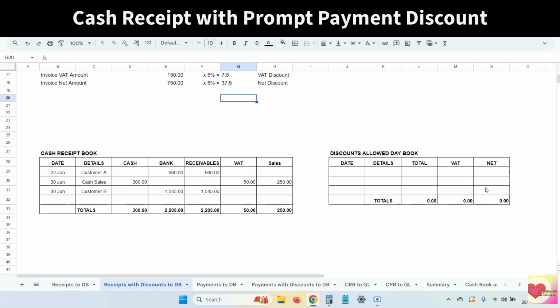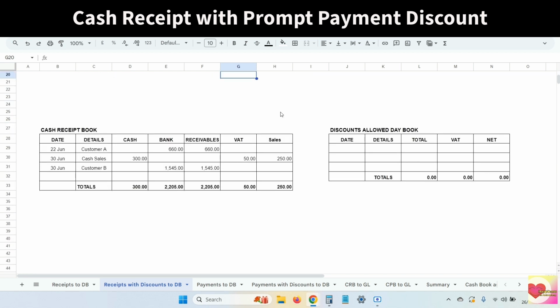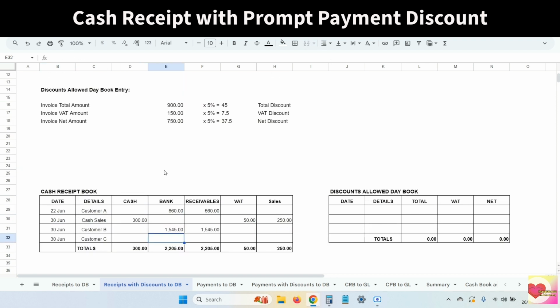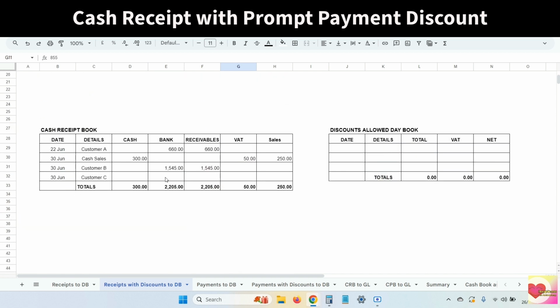So we can now enter this amount to our cash receipts book and discounts allowed daybook. So let's enter the date, the customer name, and the amount that we have received to our bank, which is 855. That amount is the payment that we have received for our receivables.